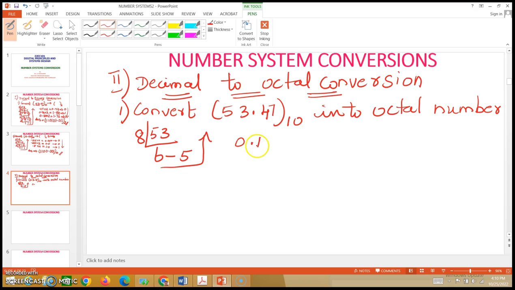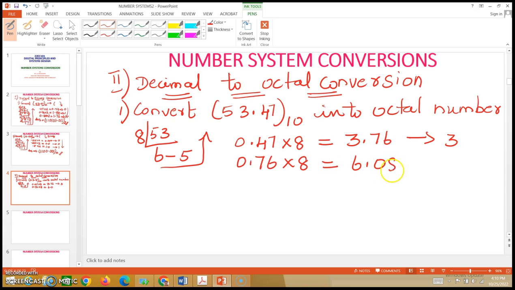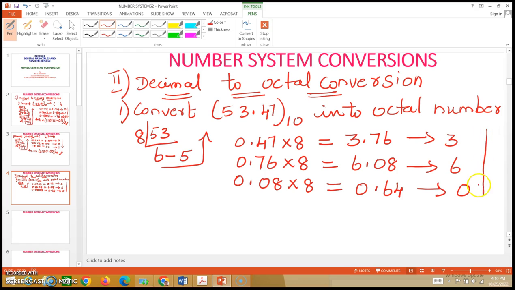Now take the decimal and multiply it by 8. Then what is the answer? 3.76. Consider only the integer part. Then again multiply the decimal alone by 8, and the answer is 6.08. Consider the integer part. Then again multiply the decimal by 8. The answer is 0.64, so consider only the integer part, which is 0. We multiply only 3 times.